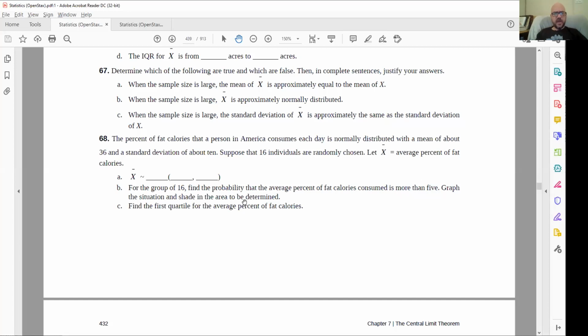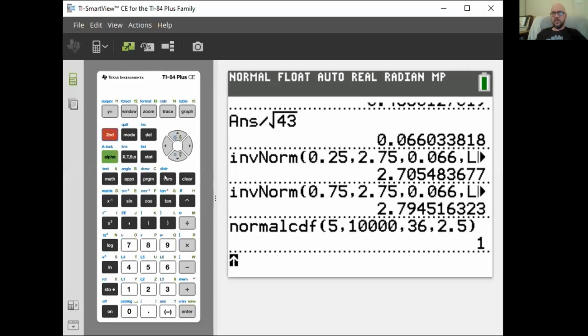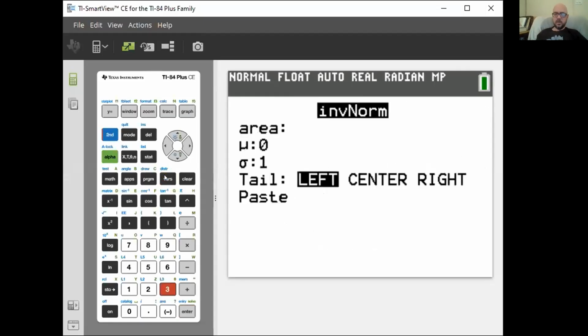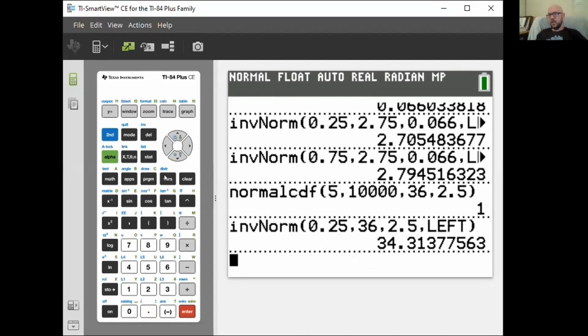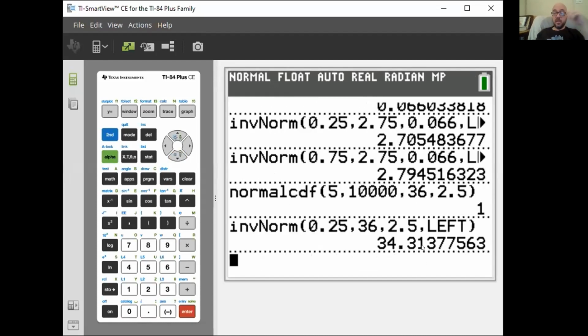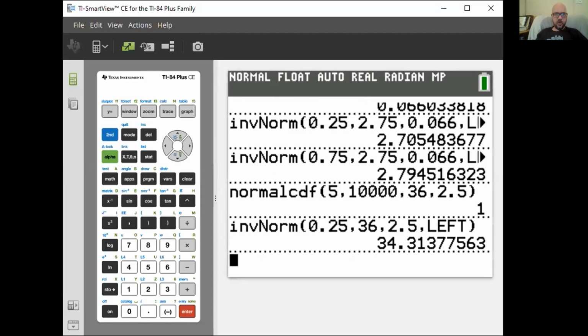Find the first quartile for the average percent of fat calories. So 25th percentile, inverse norm of 25%. Let's do it. I should probably switch back to the calculator here. So inverse norm, 25%, mean of 36, standard deviation of 2.5, left side. 34.31 is the first quartile, or the 25th percentile, or the cutoff for that. All right, and that is it for this lengthy homework.